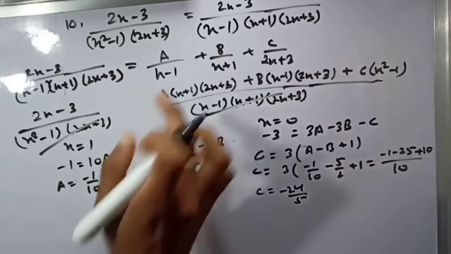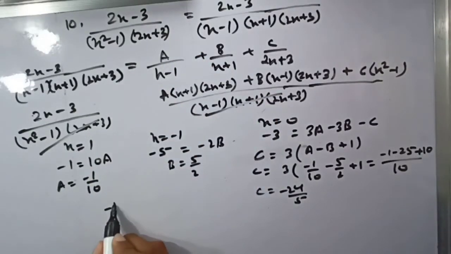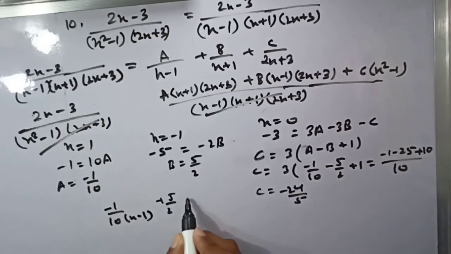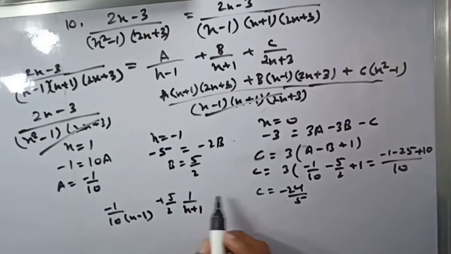So we can simply put the values over here. What is the value of a? It is minus 1 by 10 times 1 upon x minus 1, and what is the value of b? b is 5 by 2, times 1 upon x plus 1. And what is the value of c? c is minus 24 by 5, times 1 upon 2x plus 3.